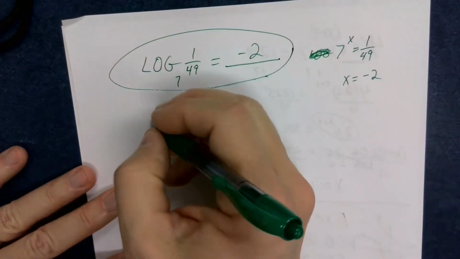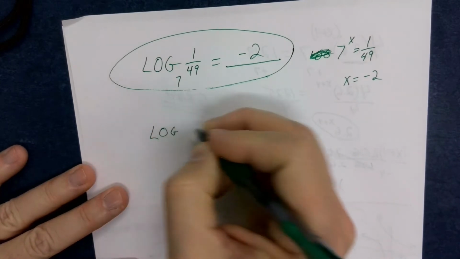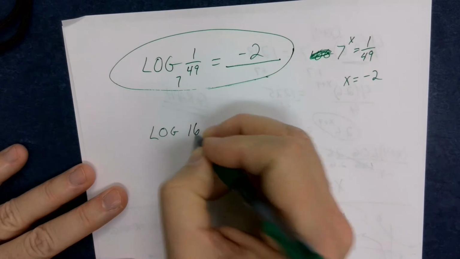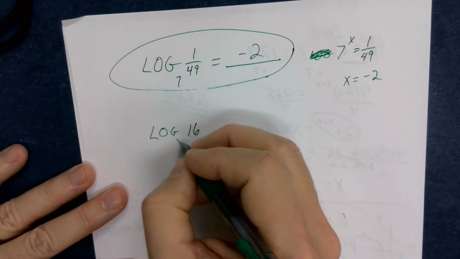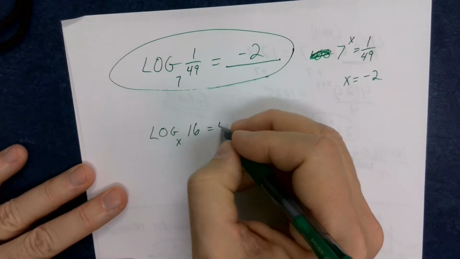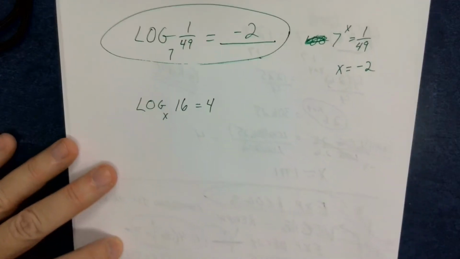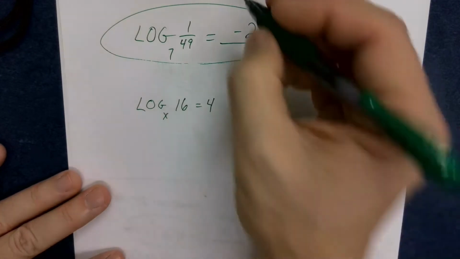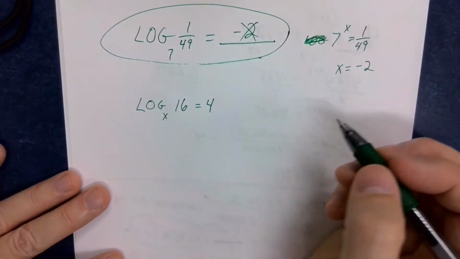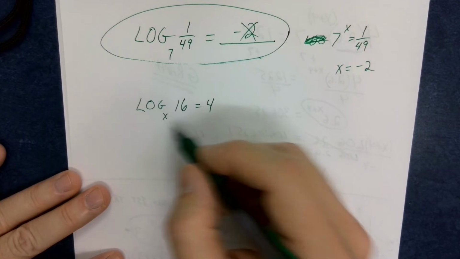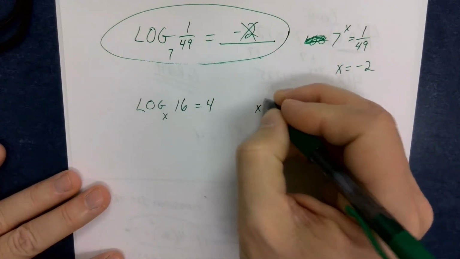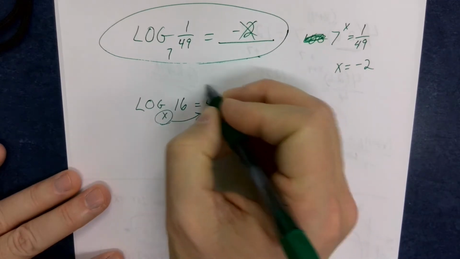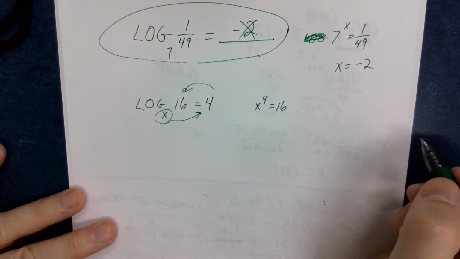You also have to be able to do this. What if I said the log of 16 base x equals 4? So I changed where the variable was. Before it was over here, and we didn't know what that was. Now it's here. Well, the same thing comes into play. We go x to the 4th equals 16, right? Base to the power equals that number. It's the conversion into it.